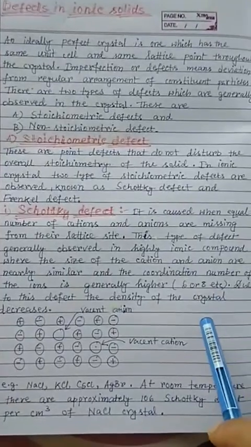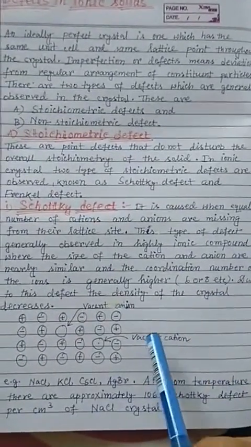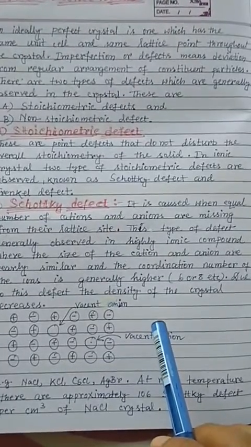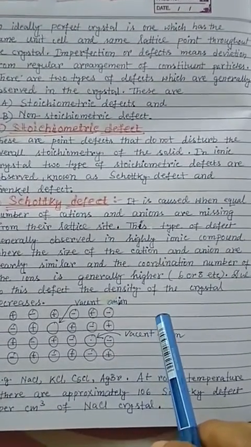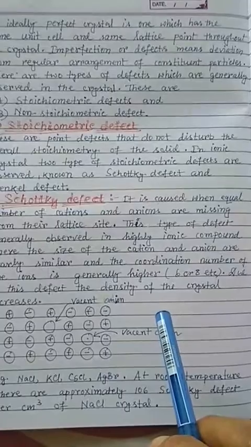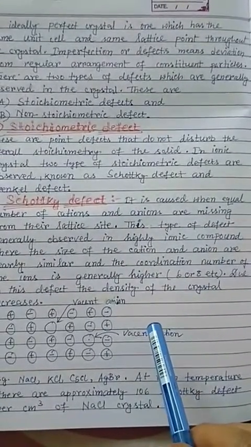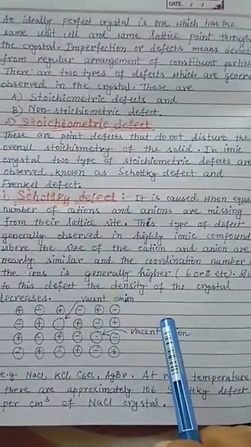Due to these defects, the density of the crystal decreases, because we know that if the crystal loses an equal number of cations and anions from the lattice sites, then the mass of the crystal should decrease. We know that density equals mass by volume, but volume remains the same, so definitely the density of the crystal decreases.